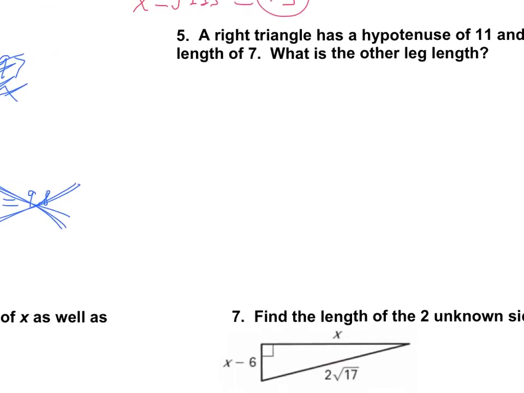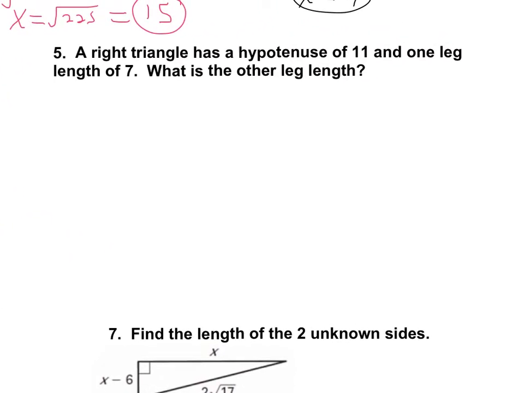All right, here's another one. A right triangle has a hypotenuse of 11 and one leg length of 7. What is the length of the other leg? I'll call that other leg x. And if you want, you could draw a picture. You don't have to. It says the hypotenuse is 11, so that goes by itself. And on the other side will be 7 and x. So we're just using the Pythagorean theorem.